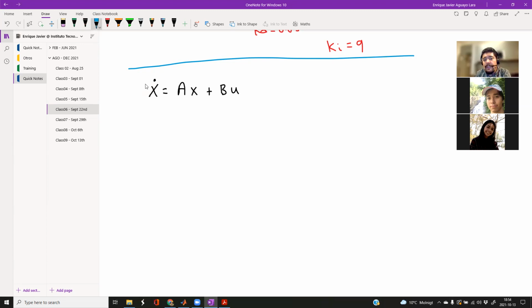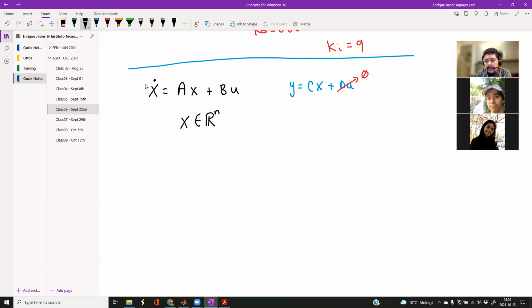And we have a second equation that represents the output of the system, where the output is equal to C times x plus D times u. In general, and pretty much with no loss of generality, we will say that D is equal to 0. So this is what we're going to have: a couple of equations that will represent the system. How is this system? X, as I was saying, is a vector that belongs to R^n.